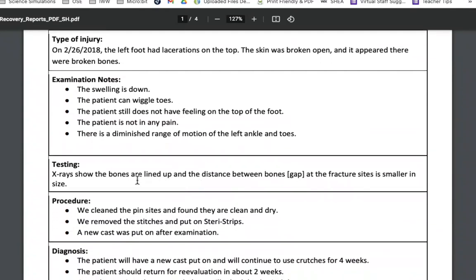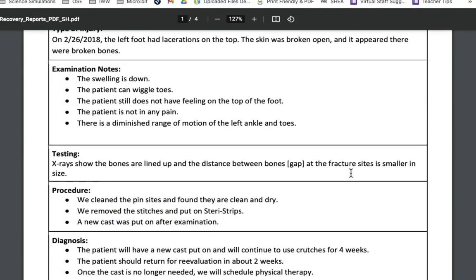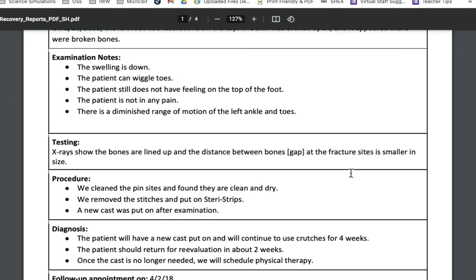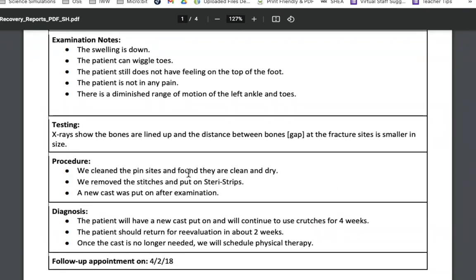The x-rays show that the bones are lined up and that the gap where the crack happened is a little smaller, so it looks like the bones are going back together. They cleaned the pin sites. They took the stitches out and put on like a butterfly bandage, as they call them. They put a new cast on. They did some PT, or they scheduled some PT, and they kept using crutches.